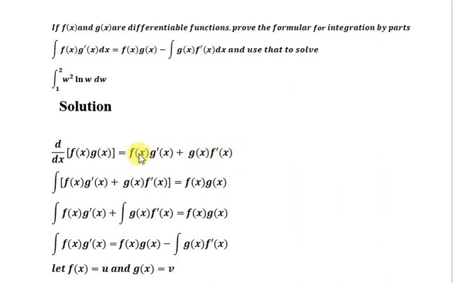In simple terms, what we mean by this is: f of x times g prime of x plus g of x times f prime of x. Remember that the two functions involved in the process are f of x and g of x.